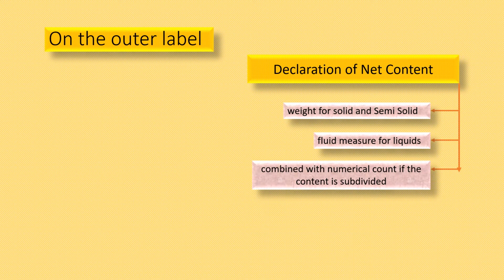Then, on the label, it is combined with a numerical count if the content is subdivided. So this net content declaration should be there.